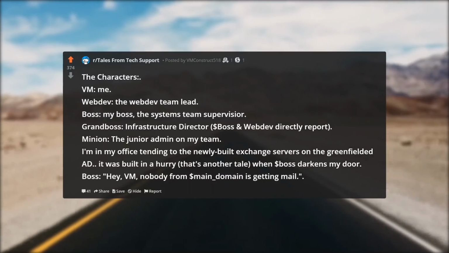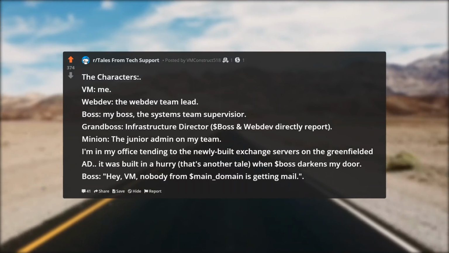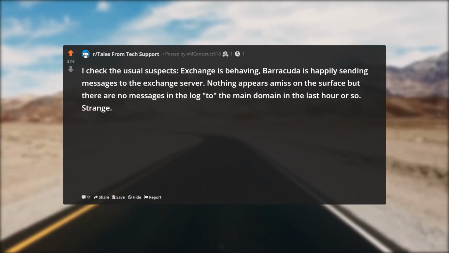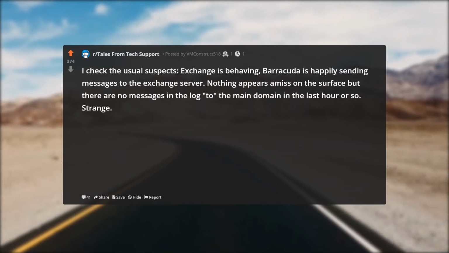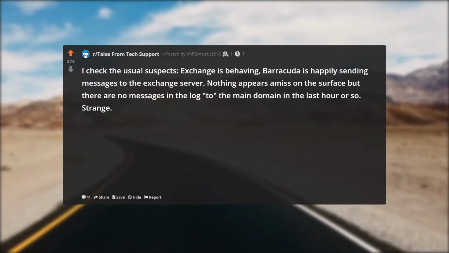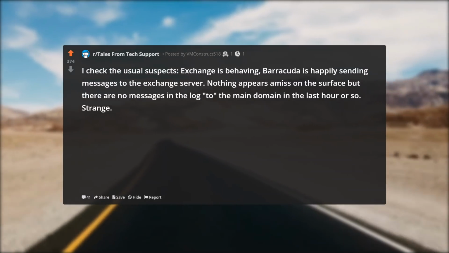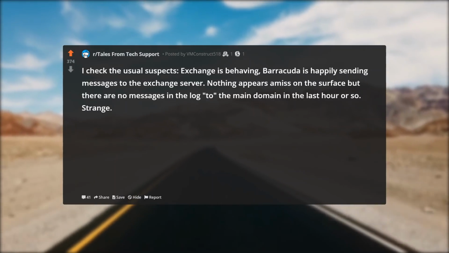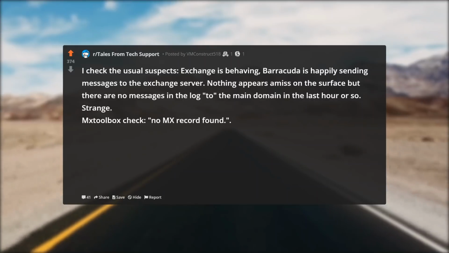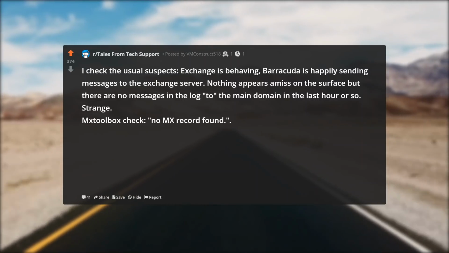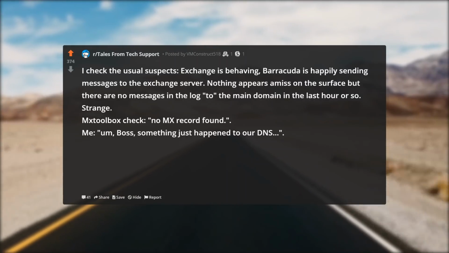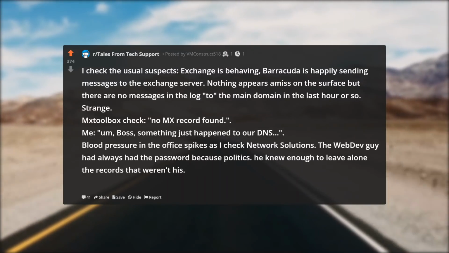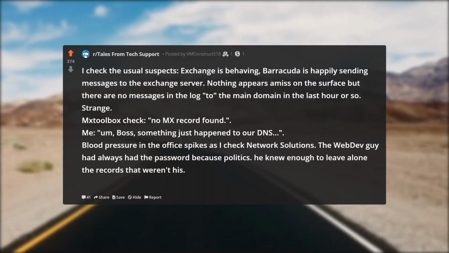Boss: Hey VM, nobody from $main_domain is getting mail. I check the usual suspects. Exchange is behaving, Barracuda is happily sending messages to the Exchange server. Nothing appears amiss on the surface, but there are no messages in the log to the main domain in the last hour or so. Strange. MX toolbox check, no MX record found. Me: Boss, something just happened to our DNS. Blood pressure in the office spikes as I check Network Solutions.